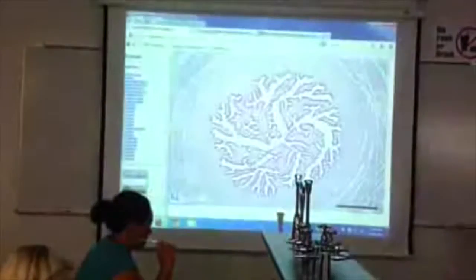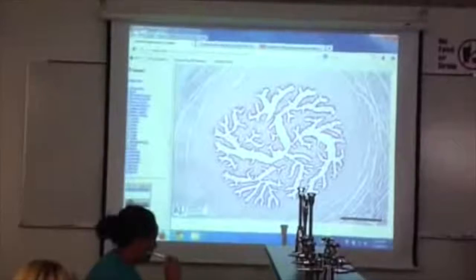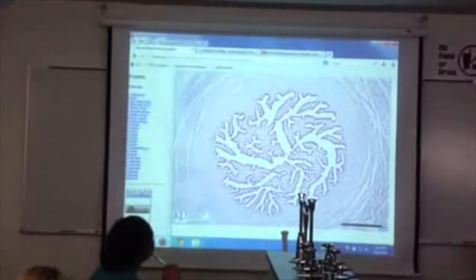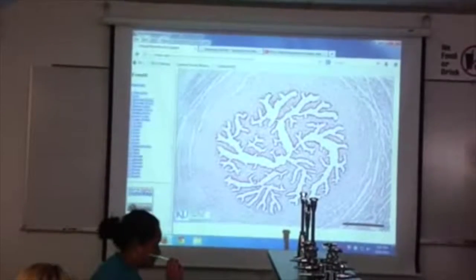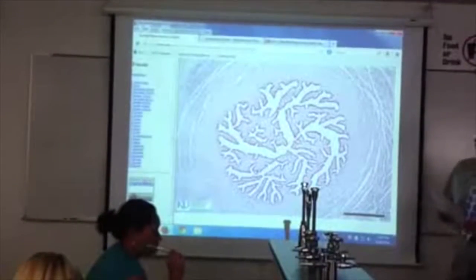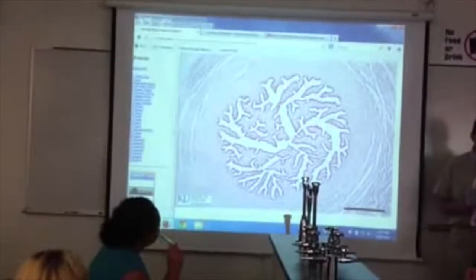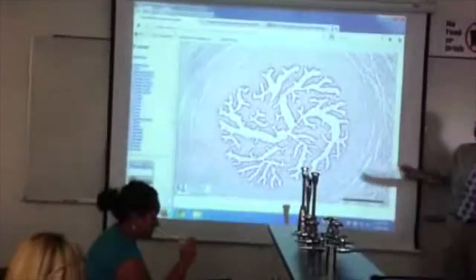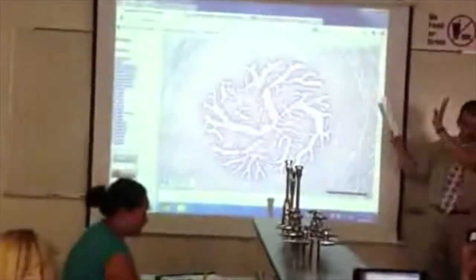Let's do this one. What is that? Uterine tube. Uterine tube or oviduct, fallopian tube. How would I know that if I saw that? It looks like a snowflake. Very good. So it oftentimes has a snowflake. It doesn't always, but looks like a snowflake.